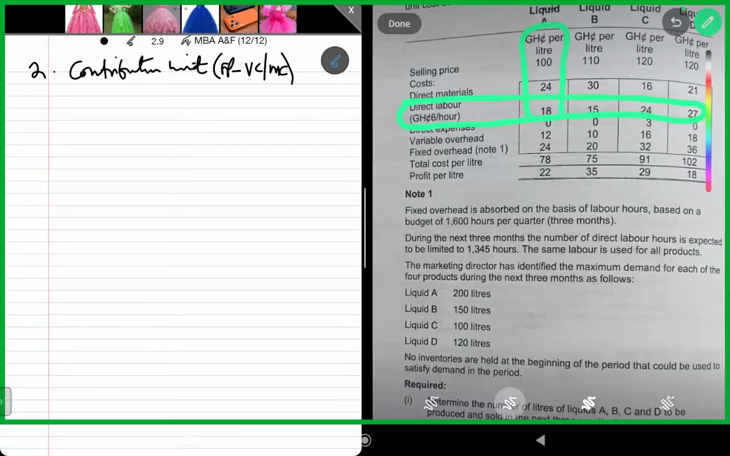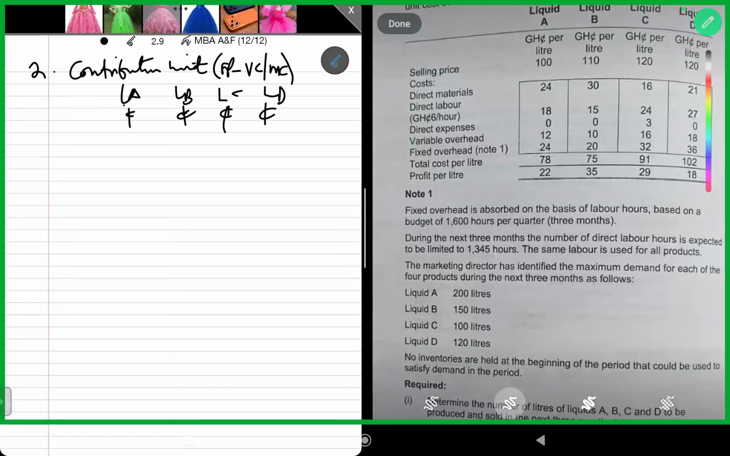So already in the question, they've given us the selling price, right? There are several ways you can solve this. I only use two methods here. So let's look at the way to go. Let's find the selling price. So liquid A, liquid B, liquid C, liquid D. And I'll bring in my Ghana cedi signs for all of them.